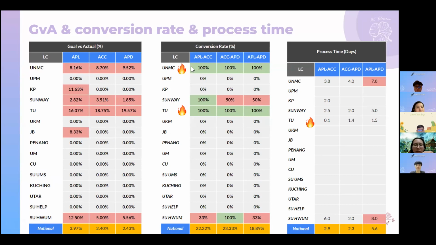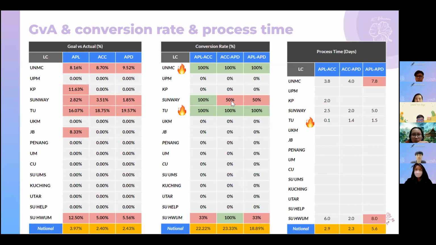And also for conversion rate, I want to shout out to TU and also UMMC, who get 100% conversion from apply, accept, approve, and also apply to approve. For somewhere, I think you are still in the progress of converting, so that's why it's still 50. And for Herald, I think there is one reject. I think it's a failed interview or a rejection, something like this, right? So that's why the percentage is not 100.